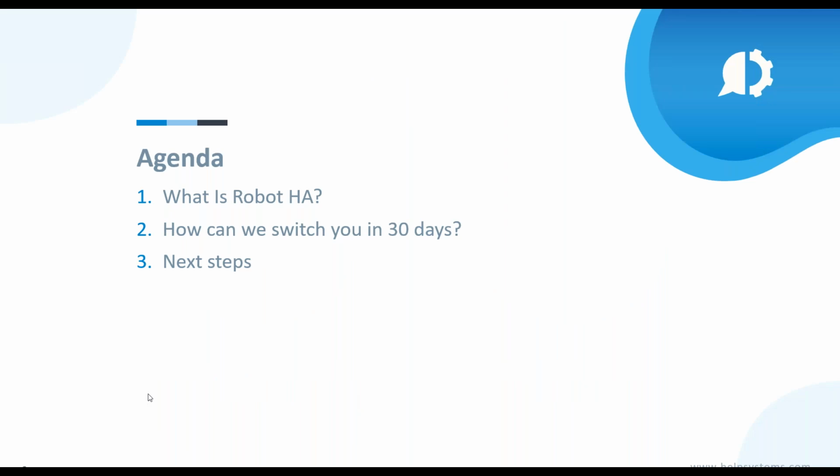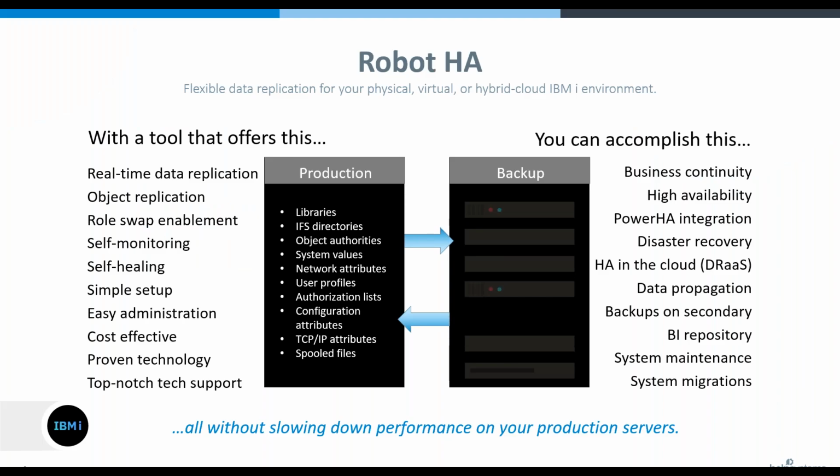So our agenda today is pretty short. We have what is Robot HA? I'll cover that part. Then Mark's going to help talk about how we can switch you in 30 days, or what we are talking about when we say that. We're going to do a live demo. I should really have that on the agenda. And then we're going to talk next steps if you want to move on with Robot HA.